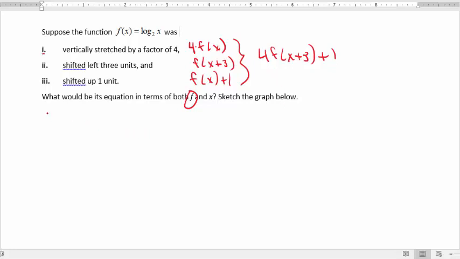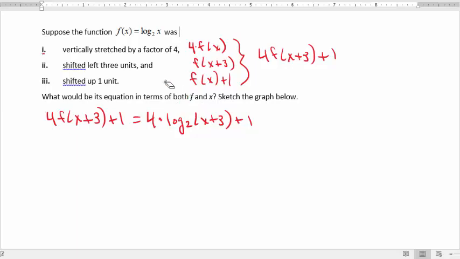And then how would we write that? Well, what is 4f of x plus 3 plus 1? That's going to just be a 4 on the outside. And now log base 2, but instead of having x, we have x plus 3. And then we have a plus 1 on the outside. So there it is. So that's your equation in terms of f and x. Okay? And now we want to sketch it.